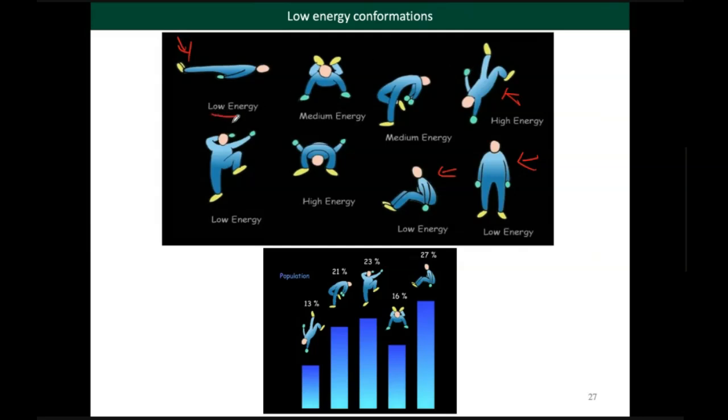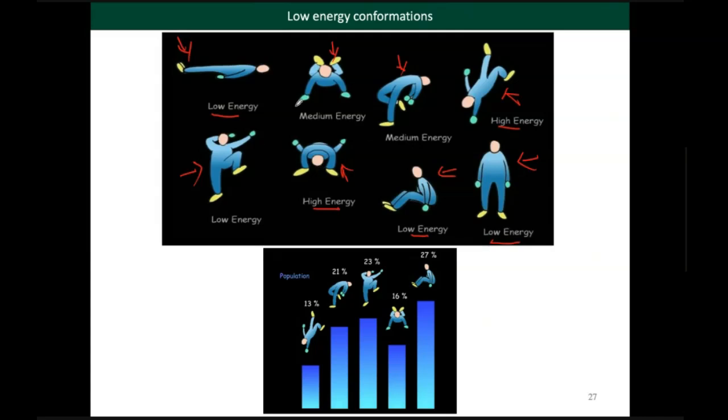While lying he is having low energy, while sitting also low energy, while standing also low energy. Upside down with one hand he is having very high energy. This is another high energy state, and it will be difficult for the person to be present in this state for a long time. This is medium energy. For some period of time, he can be present in this conformation. In another conformation, he can be present a long time, low energy. So each conformation of the same molecule is associated with different energy.